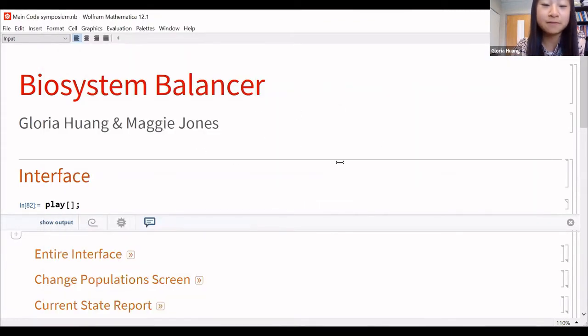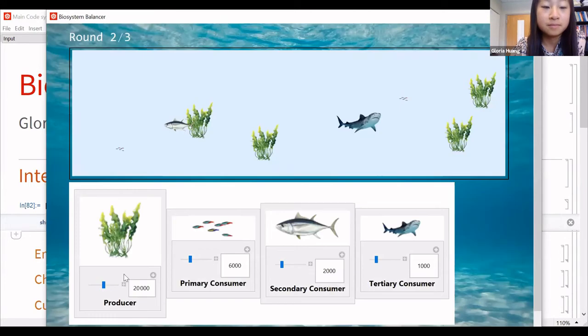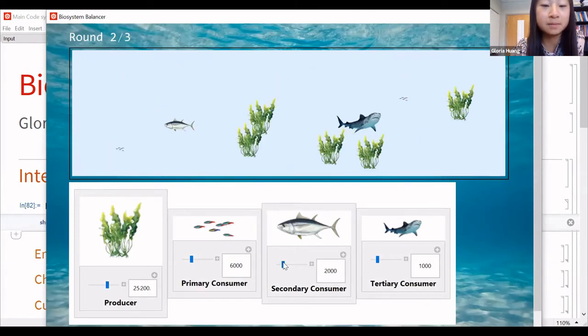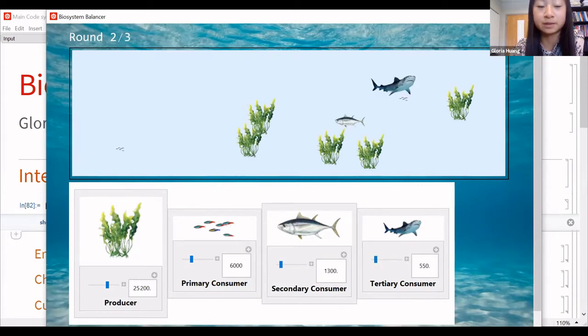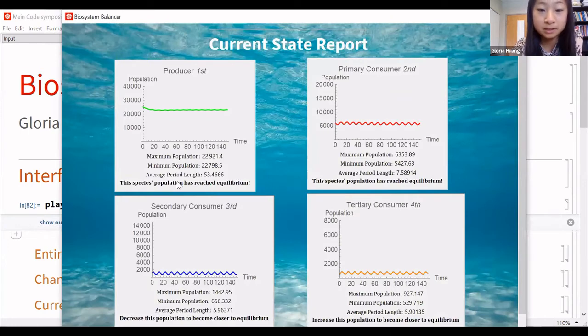Okay, so we're gonna redo that first round and then view the current state report again. So this time we need to increase and then keep the second one the same and then decrease. So I will do that on the next slide. So I will increase the producer, keep the primary consumer the same, then decrease the secondary and tertiary consumer to try to reach equilibrium. And then as we go to the second round, we will get another instruction screen on how we can better manipulate these populations.